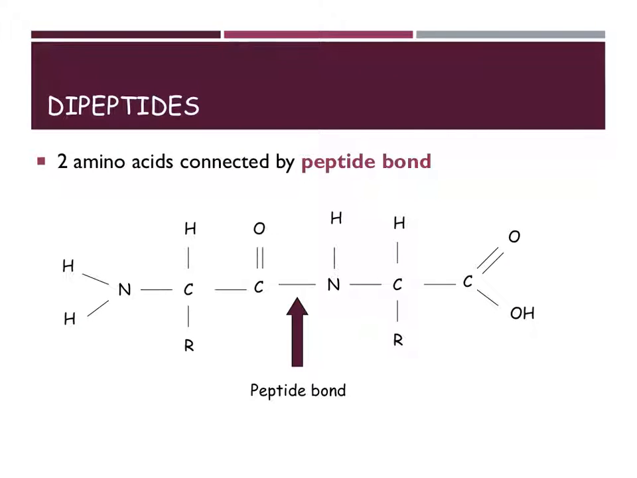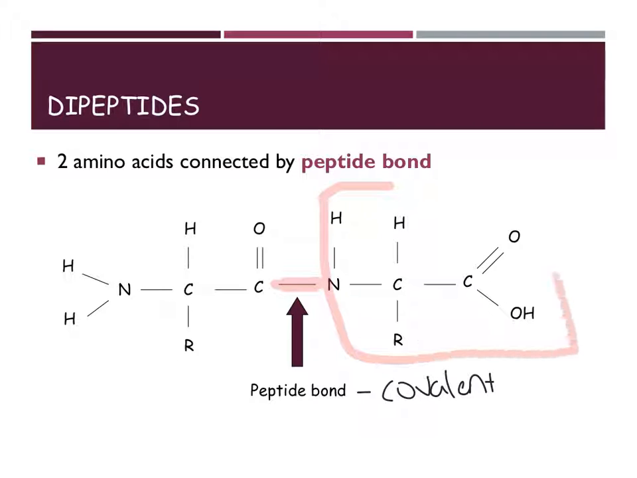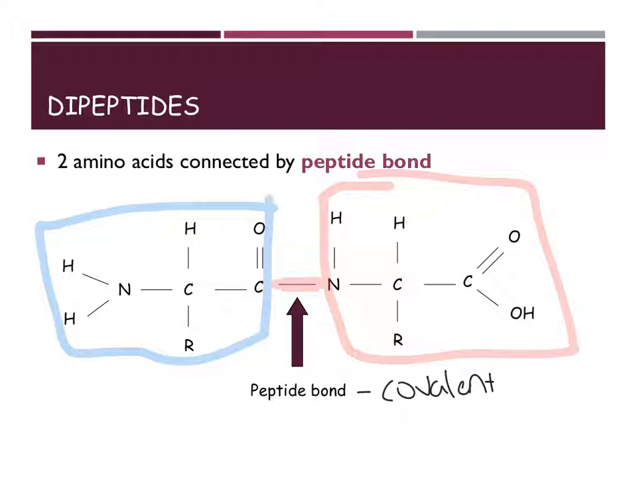So a dipeptide is formed when we link two amino acids together, and we hold them together using what's called a peptide bond. The peptide bond is the specific name for a covalent bond that's going to hold together two amino acids. So when I look at this structure here, I have an amino acid over here, and then I have an amino acid over here. And what's holding these two amino acids together is the peptide bond in the middle.